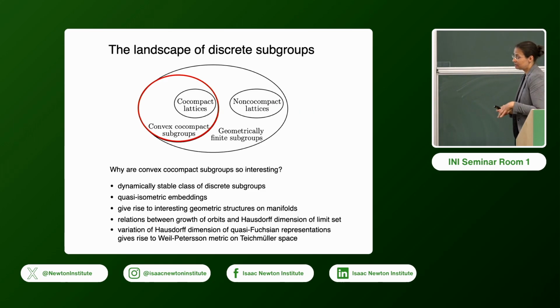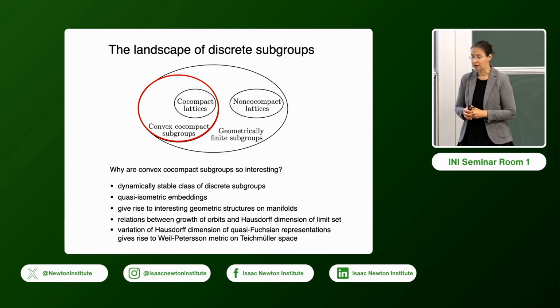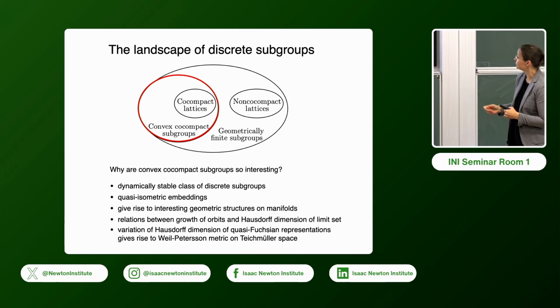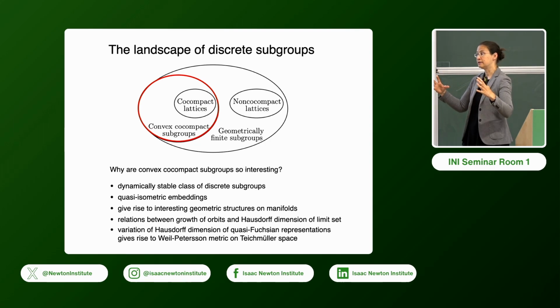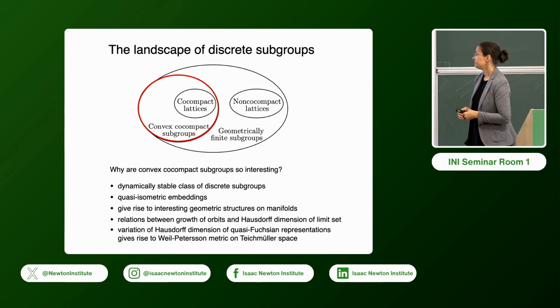So if we summarize this a bit, in this landscape of how the situation looks for discrete subgroups of isometry groups of hyperbolic spaces, or rank 1 Lie groups, we basically have lattices, co-compact and non-co-compact. Then we have this bigger class which contains co-compact lattices, the convex co-compact subgroups, and we have an even bigger class of geometrically finite subgroups, and then we have groups which are much wider, which we don't understand.